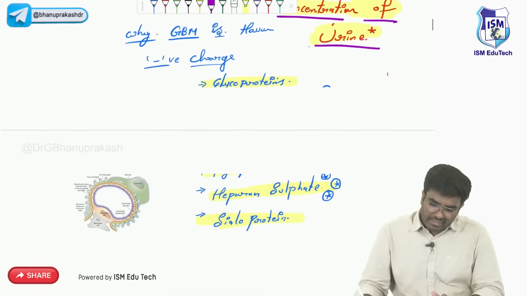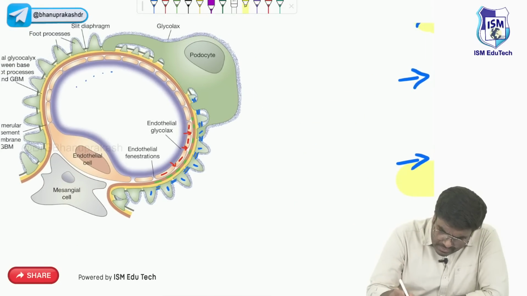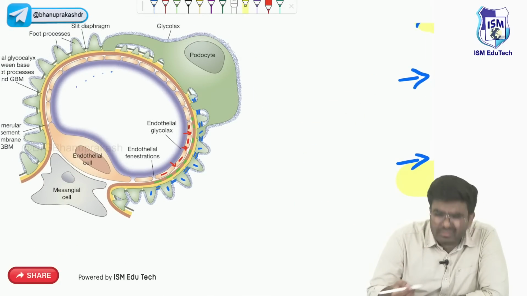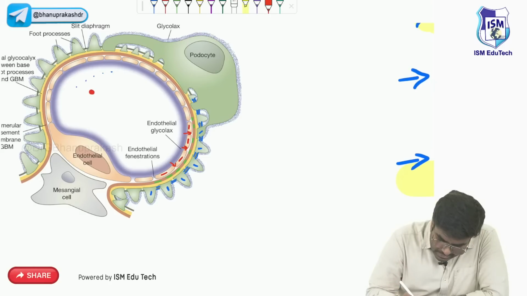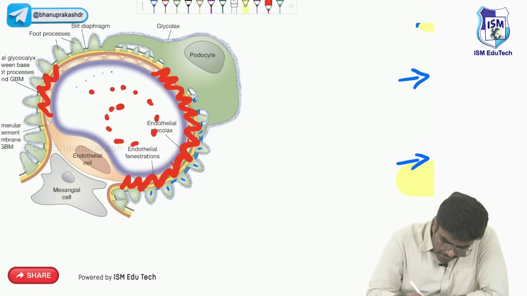Okay. Now, after this, what else I want you to know before going to the exam? See, there is something called a glomerular basement membrane, or the glomerular filtration barrier. See, this is the blood vessel. Here all the plasma, everything is there. This is the glomerular basement membrane or the glomerular filtration barrier.